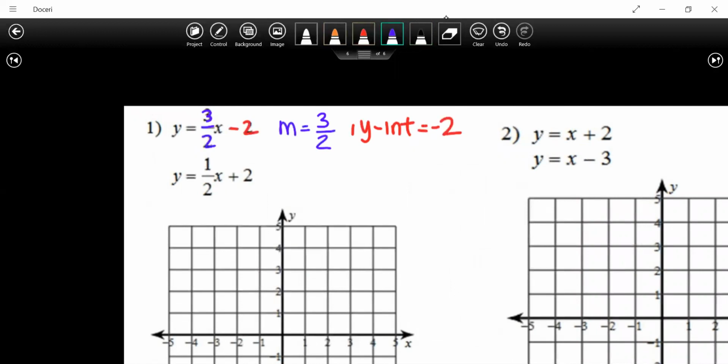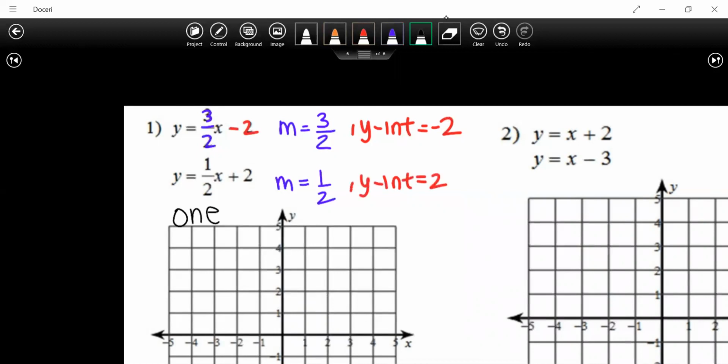My slope for the bottom one is going to be 1/2. My y-intercept is going to be 2. Just by looking at my slopes, are they the same or different? Different. So if they're different in the beginning, what do we know about it? How many? One solution. So I already know I'm going to have one solution if they're different slopes. Right?